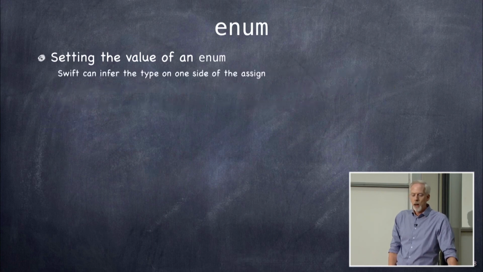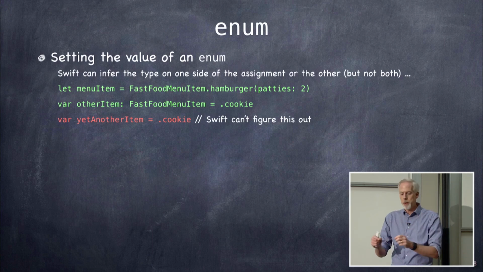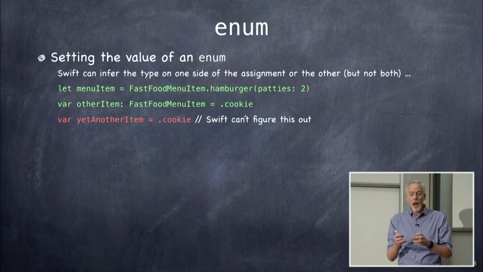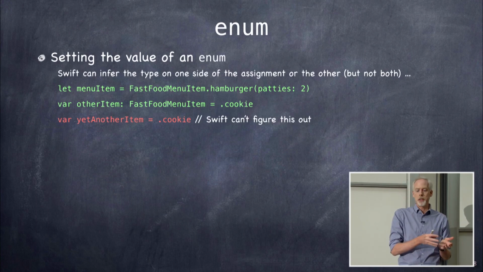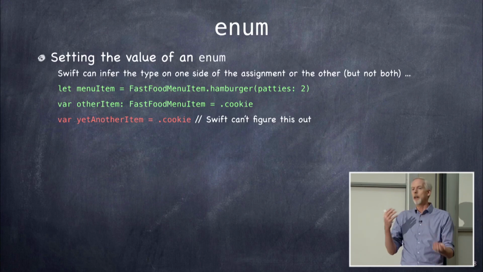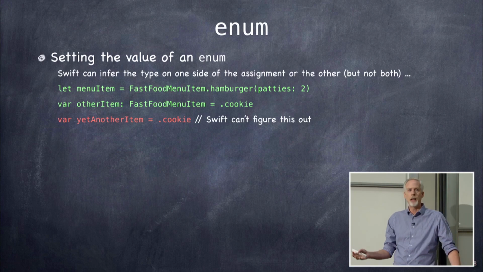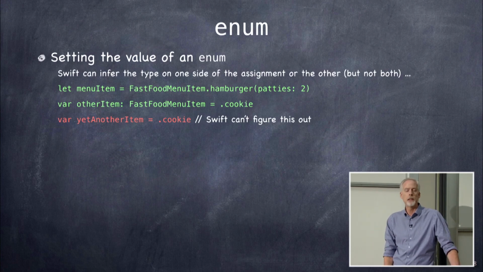Got that? All right, so when you're setting these values, of course you can use type inference, but only on one side of that equals. So you could say menu item equals fast food menu item dot hamburger, which is what was on the previous slide. Or you could say other item of type fast food menu item equals dot cookie. I've just moved the type to the other side. But you can't say yet another item equals dot cookie. Swift doesn't know enough there to infer the type on the other side. There could be other enums with dot cookie in it, for example, that you might add later, and then all of a sudden your code won't compile because it doesn't know. So it just says from the start, I don't know what that is.